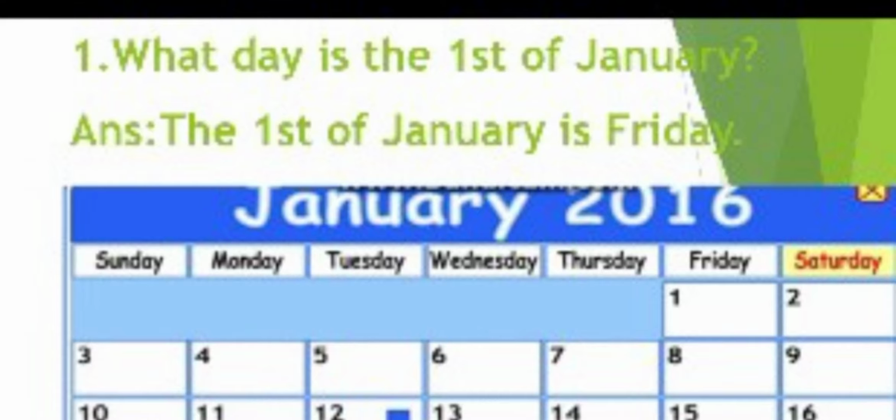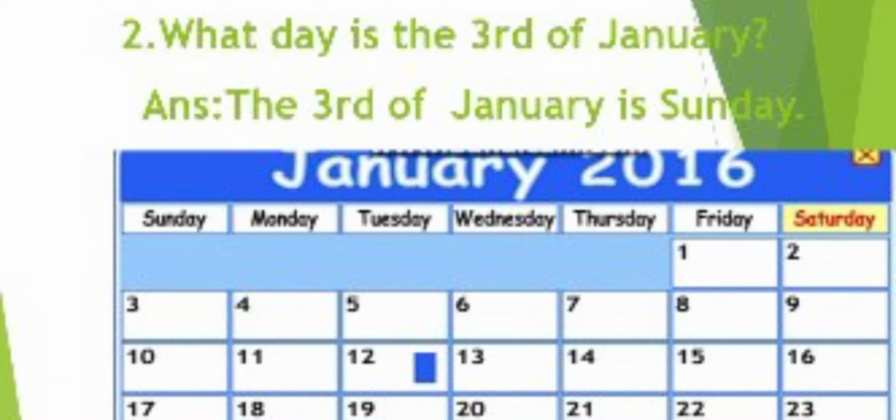What day is the first of January? So for finding out the day of the first of January, we have to go to the number one date, the first date. So let's go to the first date. The first date is mentioned on Friday. So we have already got the answer. So the answer will be: the first of January is Friday.